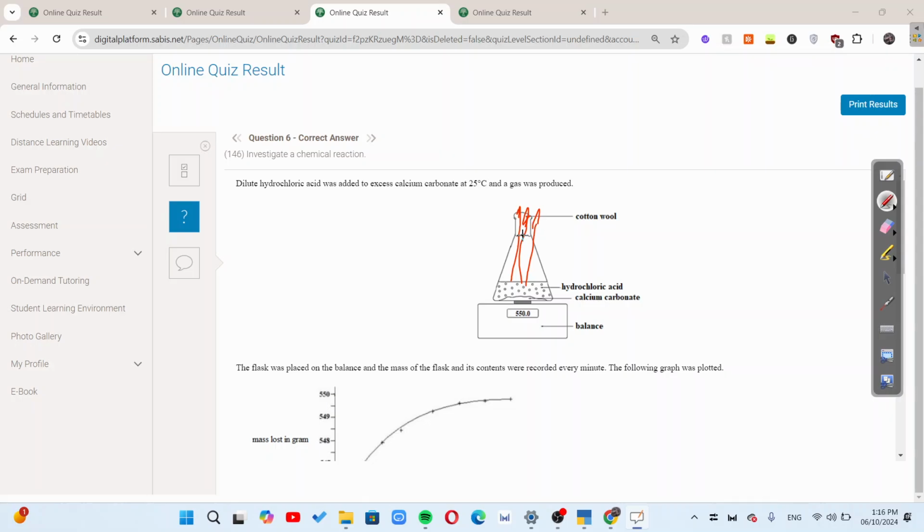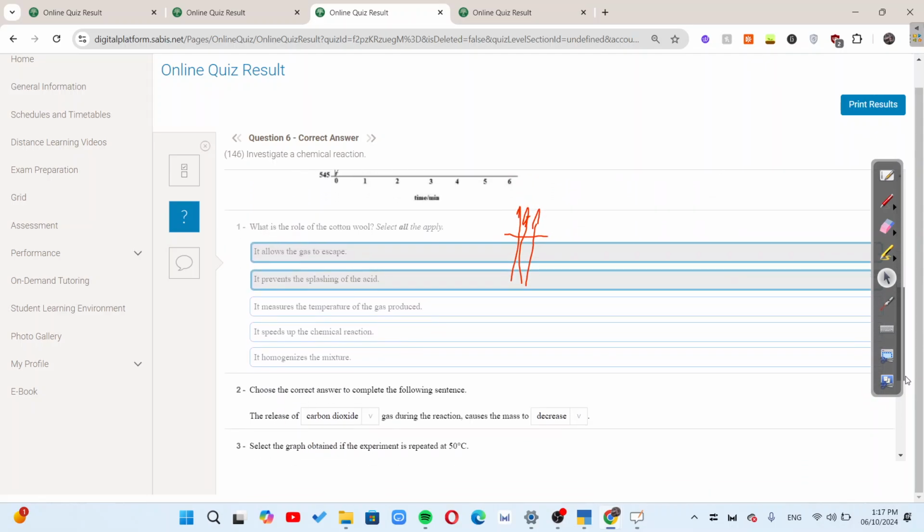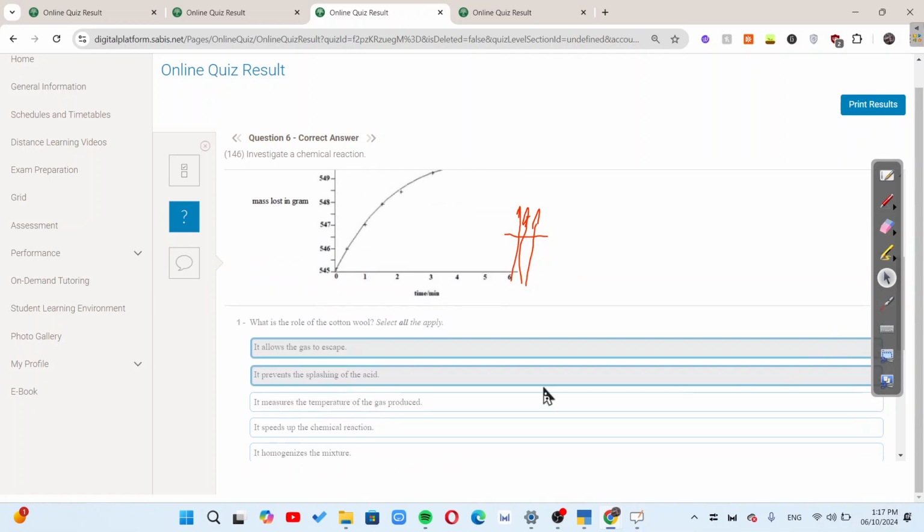And the cotton wool here is used because you have acids. When acids react, they like making a mess, they'll splash everywhere. So the cotton is, one, to prevent any acids from splashing, and two, to let the gas escape. Because if you put a wooden cork or a plastic cover, it won't have holes where the gas could escape from. So it allows the gas to escape and prevents the splashing of the acid.